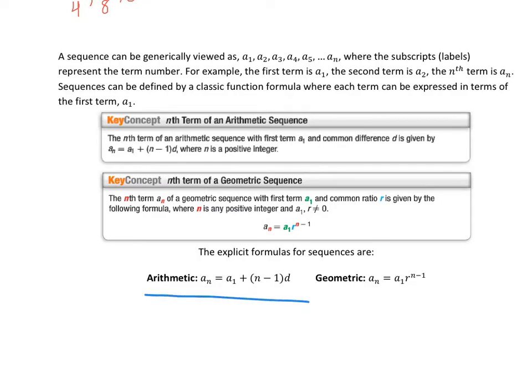Here's the arithmetic, here's the geometric. a sub 1 is your first term, d is your common difference, n is your unknown, and in geometric, again, a sub 1 is the first term, r is your common ratio, and n is your variable. Both of these formulas are given to you on your reference sheet on the exam. So you don't have to memorize them, but you need to know what they mean.